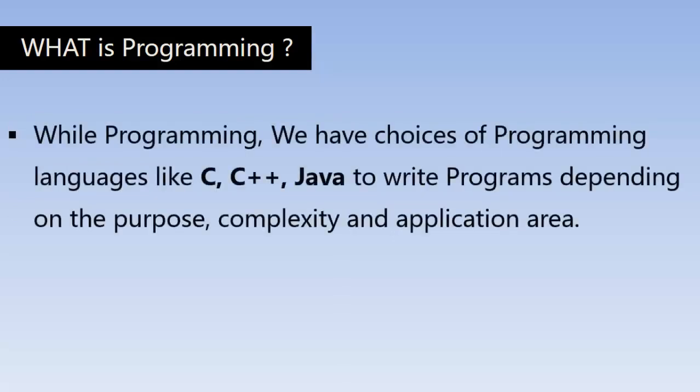While programming, we have choices of programming languages like C, C++, Java to write programs depending on the purpose, complexity and application area. There are plenty of programming languages out there in the world like C, C++, Java, C Sharp, Perl, Ruby and many more. And we are going to choose them depending on our requirements because every programming language has its own grammar and syntax.